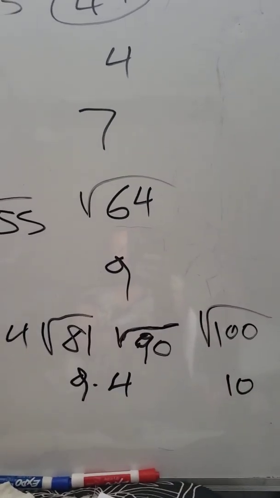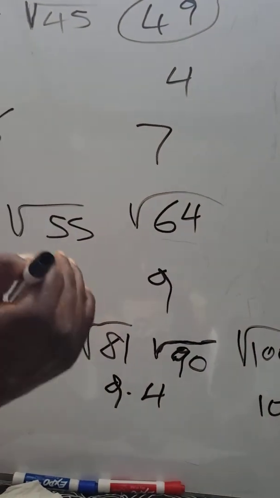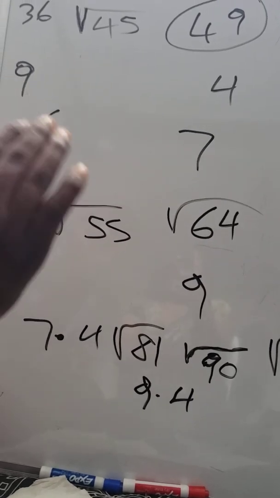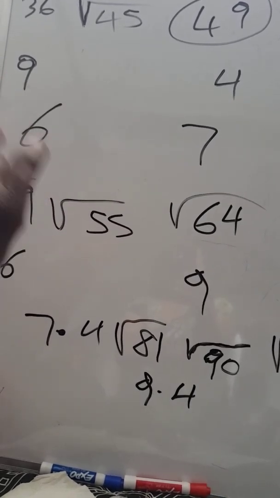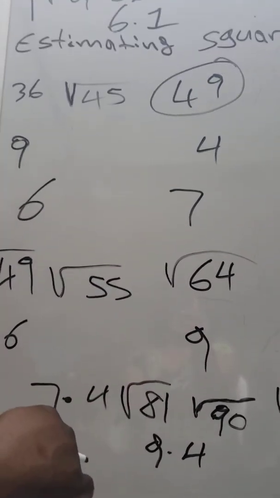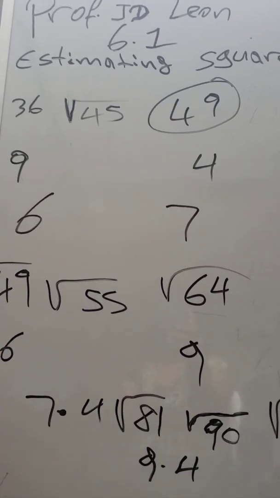Okay, so that's how you can estimate. If you're trying to break a square root down, you look at between which perfect squares that number is positioned, and that's what would help you find the square root of numbers better. We're going to practice more of that later on.